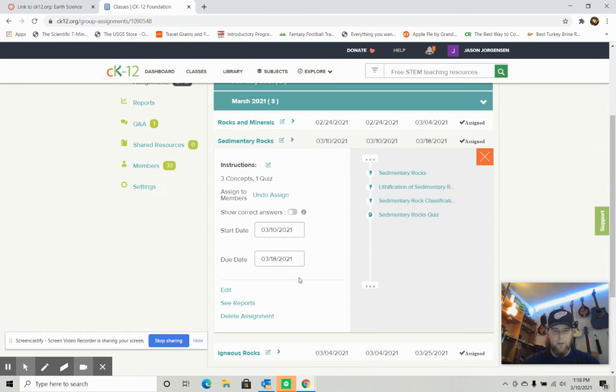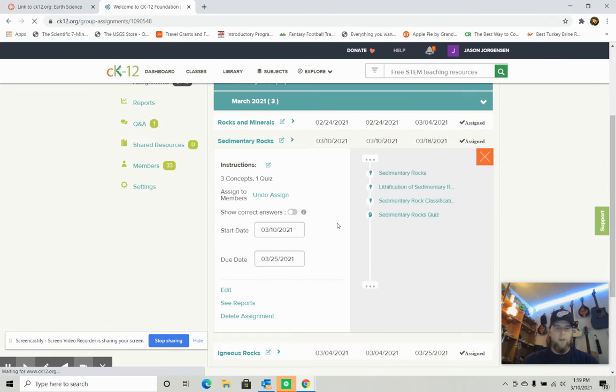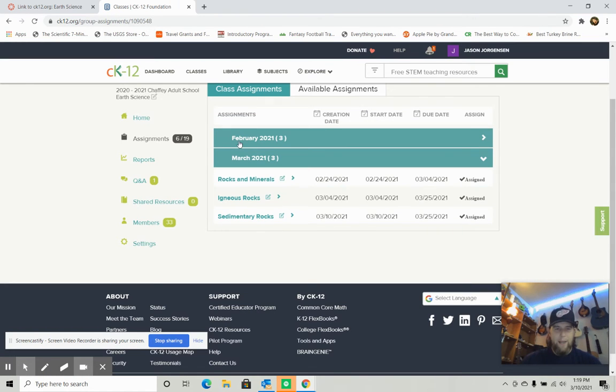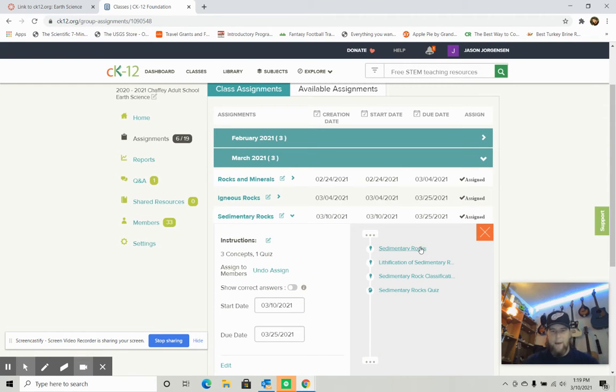Let me go into this really quickly. And so I'm going to edit the due date to be the 25th. It'll give you up until the end of March to get it done. And that way it puts it in line with everything else. So if you click on Sedimentary Rocks, we just have these 3 sections and then our Sedimentary Rocks quiz. And so this goes through the whole process. Lithification means turning into a rock. And then we have the classifications on here.